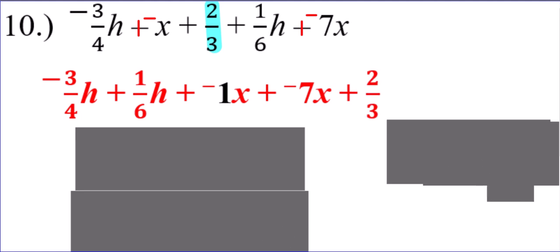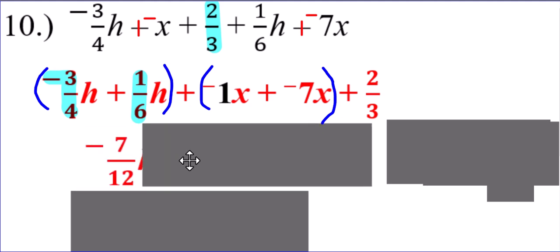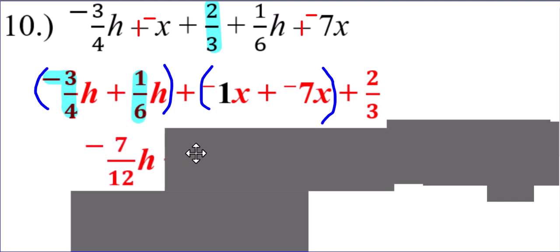Now, I didn't draw parentheses here, but you totally could if you wanted to. We're going to group the h's together, and we're going to group the x's together, and then that poor 2/3 that didn't have any variable at all, it's just going to stay on the right-hand side. All right, use your calculator, and don't look for an H key. There is no H key on your calculator. In your calculator, do -3/4 plus 1/6. Do it now. It will give you -7/12.